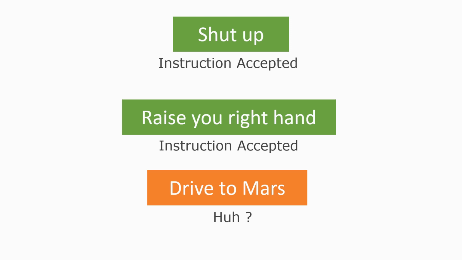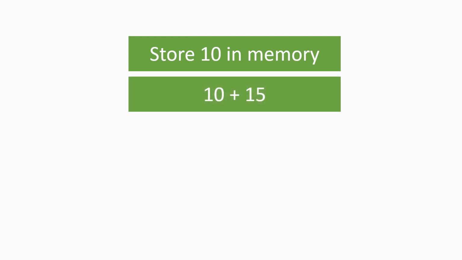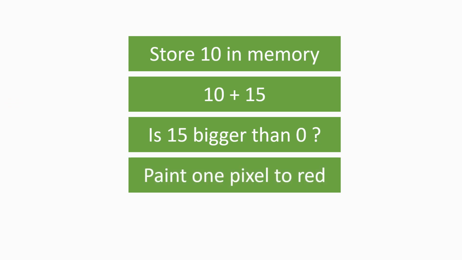A computer works the same way, only the instructions look like this. Store something in memory. Add 10 and 15. Is 15 bigger than 0? Paint the top left pixel red. Now, you might think, okay, that's great, but how do we create a useful application with these limited instructions? Well, you break the application into a set of instructions.